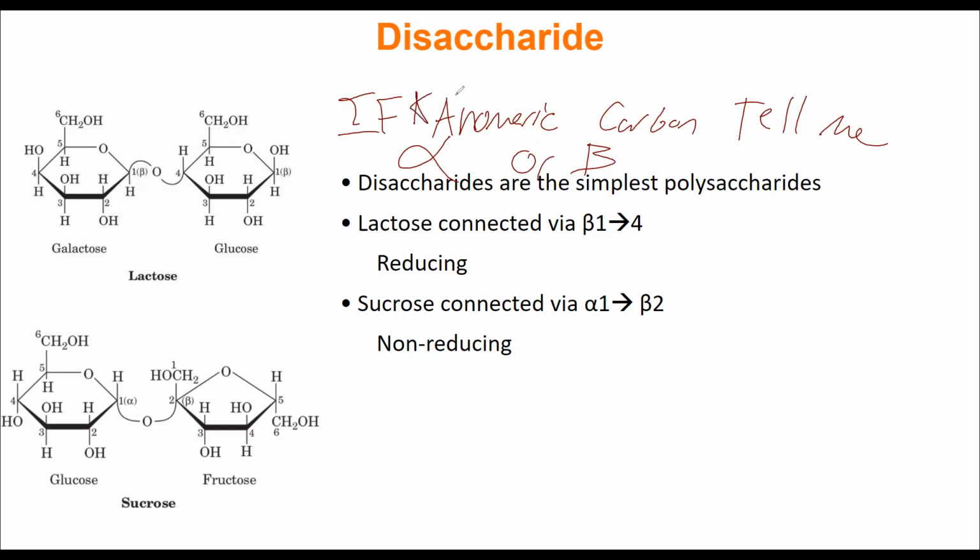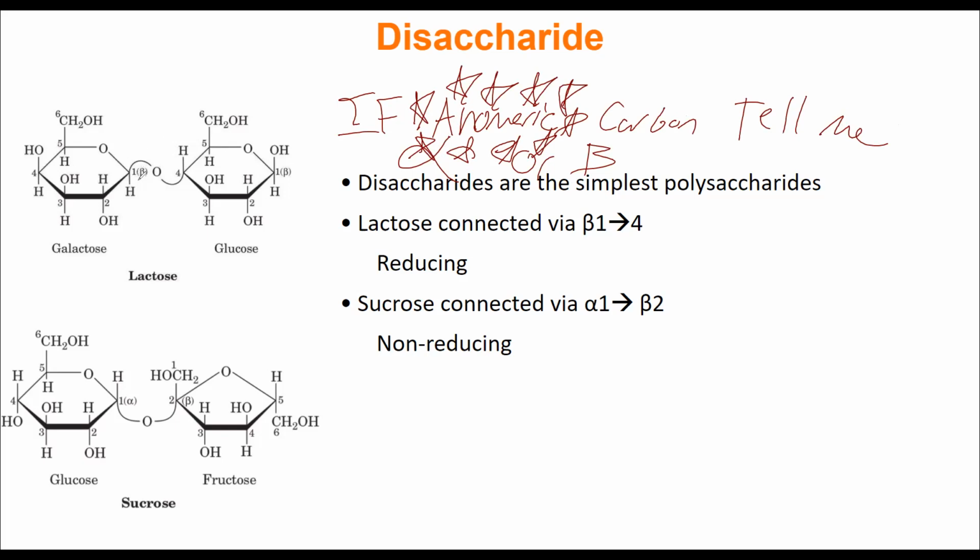And let me start this, because every single year, and I guarantee it's going to happen again, people always say alpha and beta when it's not necessary. You only say alpha or beta if it's the anomeric carbon in a glycosidic bond.